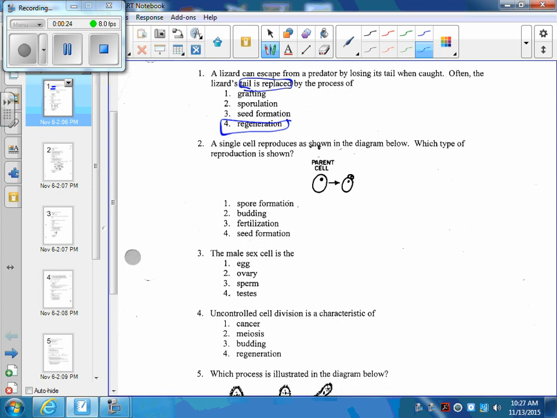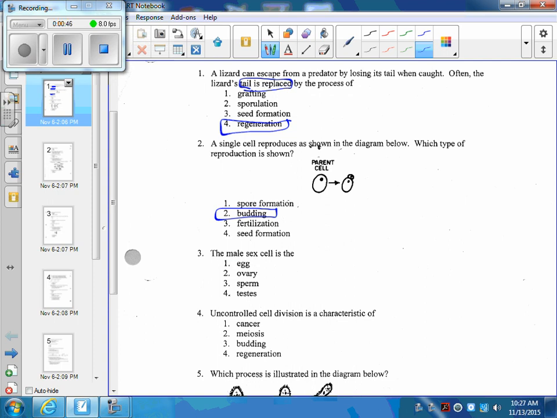A single cell reproduces as shown in the diagram below. Which type of reproduction is shown? Well, you see the parent cell and something's growing off of it. Look in your notes. Budding is growth of a new organism from the parent cell. That was a definition question. So when you're writing what the correct answer is, you have to write budding, because budding is growth of new organisms.